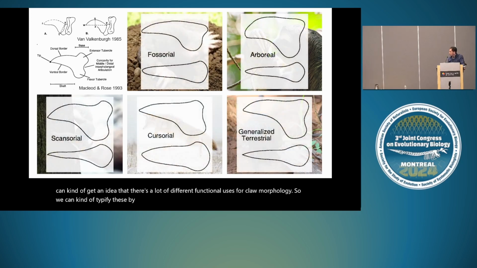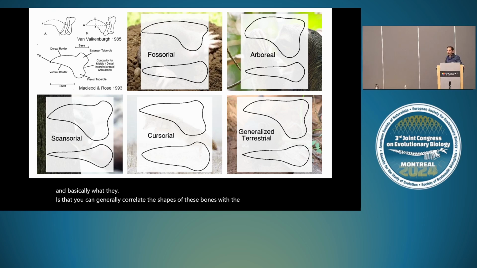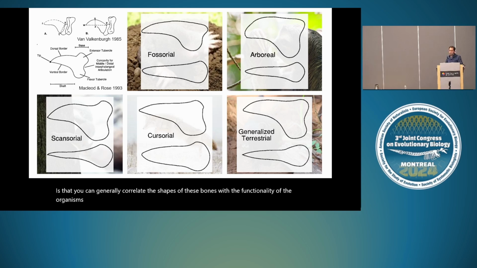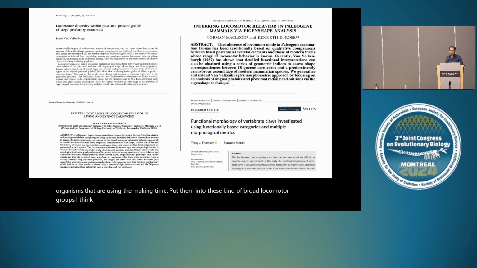These are images that I lifted from McLeod and Rose's paper in 1993, where they used eigenshape analysis to compare the shapes of these. Basically what they show is that you can generally correlate the shapes of these bones with the functionality of the organisms that are using them. You can put them into these broad locomotor groups. I think most people who do mammalian research are probably familiar with these locomotor guilds.